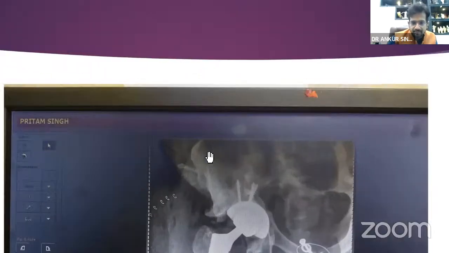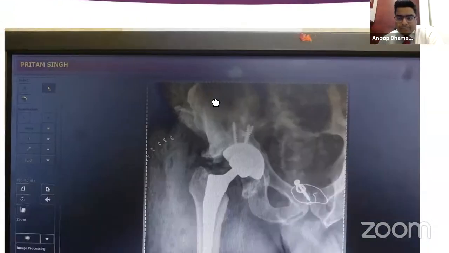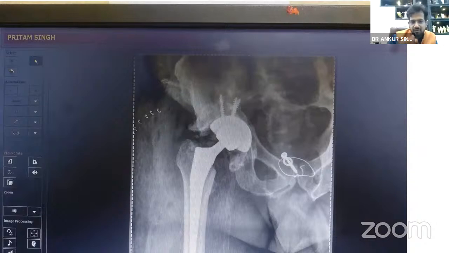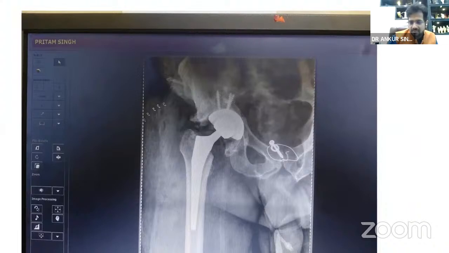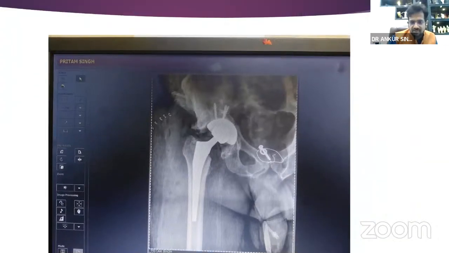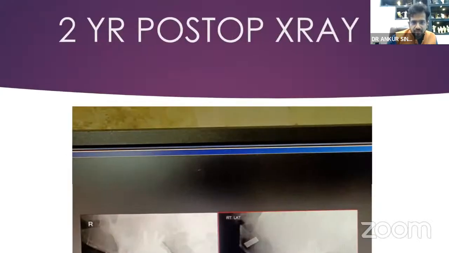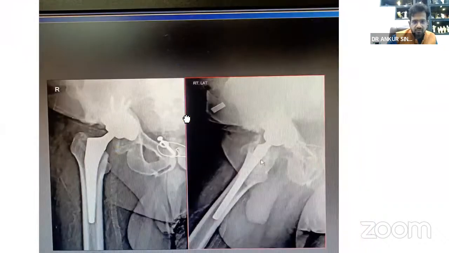Can you see the x-ray, sir? Yeah, we can. I thought a lot of bone was there outside, so I did give him some indomethacin to avoid any heterotopic ossification in this case also. So this is the 2 year post-op x-ray. He's doing fine now.